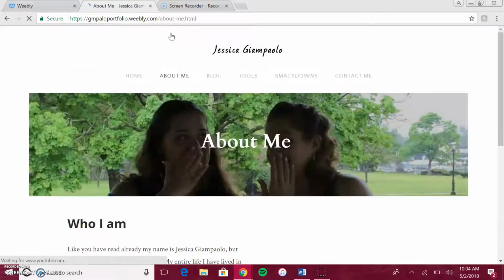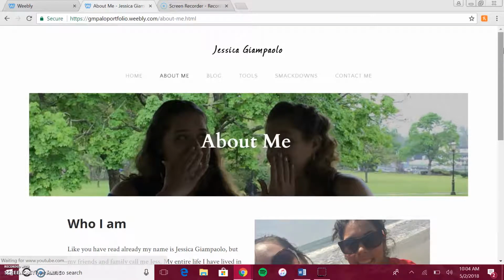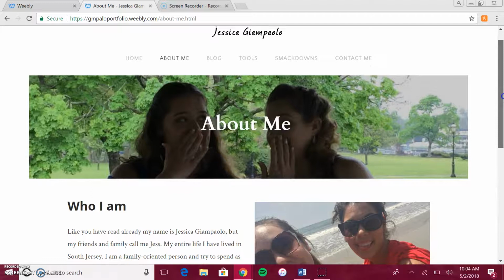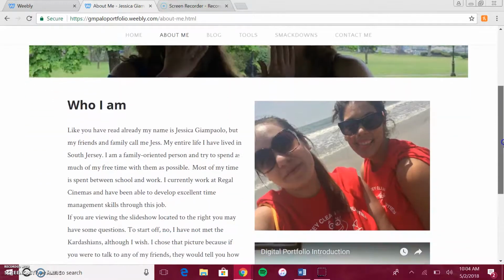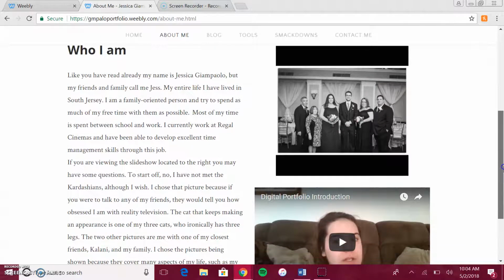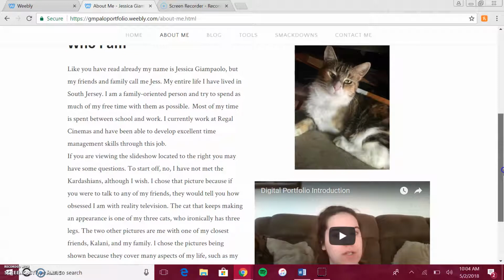So the next page we're going to take a look at is the About Me page. At the top here, I have a picture from prom of me and my good friend Megan. And then underneath there, I have an introduction about who I am, how I live in New Jersey all my life, kind of like a little background about where I work.